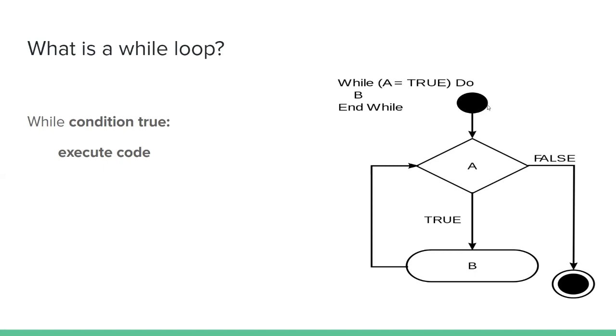Essentially, in this scenario, you start here, while A is true, you're going to execute B, and then there's going to be a modification so that this does not become an infinite loop.